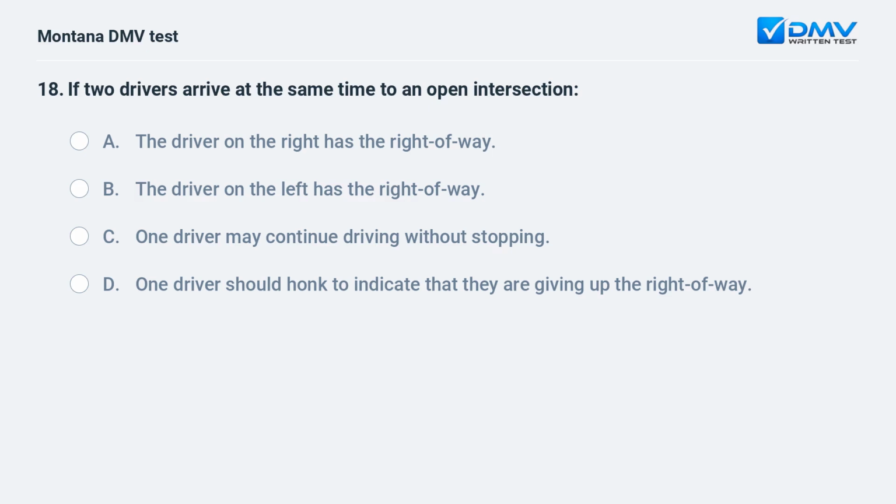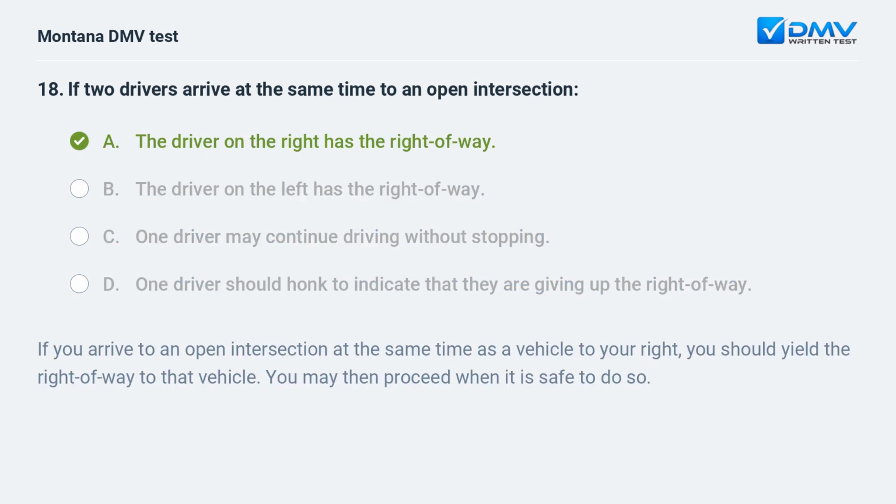If two drivers arrive at the same time to an open intersection: A. The driver on the right has the right of way. B. The driver on the left has the right of way. C. One driver may continue driving without stopping. D. One driver should honk to indicate that they are giving up the right of way.